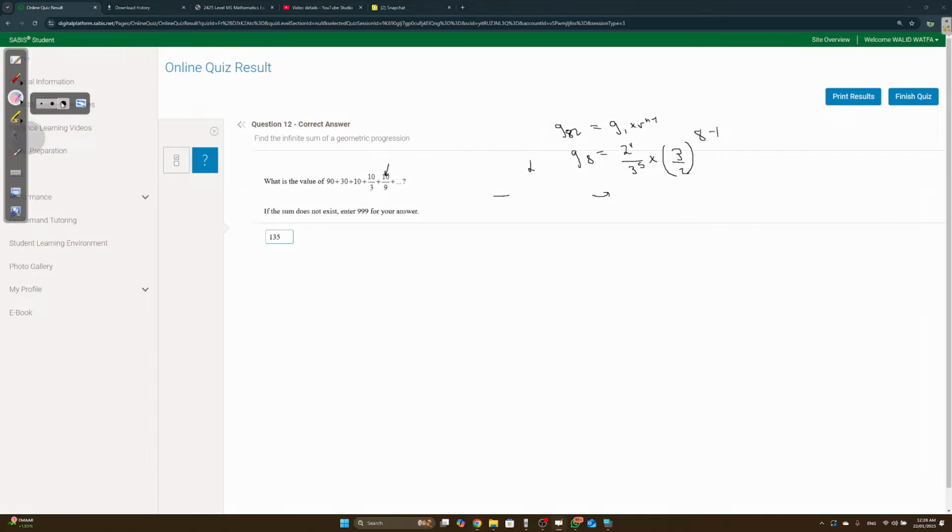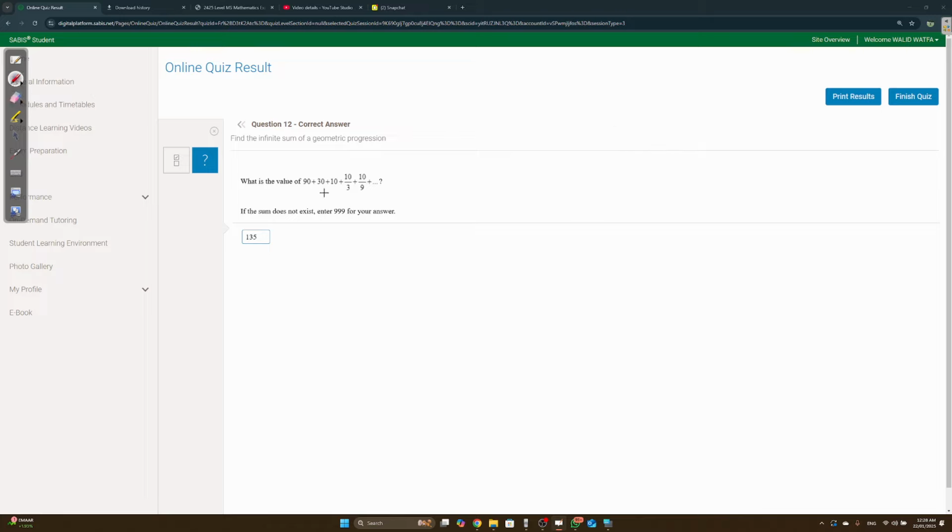Question 12. What is the value of 90 plus 30 plus 10 plus dot dot dot? Dot dot dot means to infinity. And by the way, they say that if the sum does not exist, enter 999. Sometimes the sum might not exist for infinity, because the only time you can get an infinite sum is if it's a converging series. When is it a converging series? When r is between -1 and 1. So first find r.